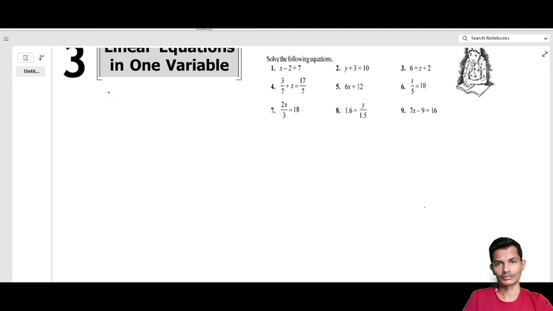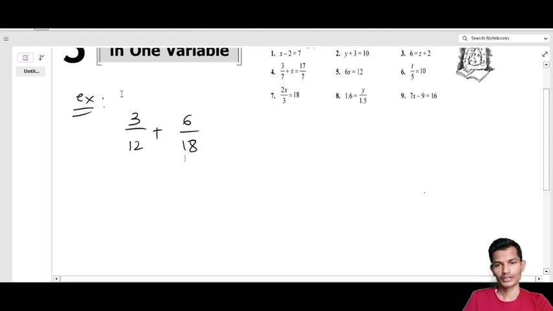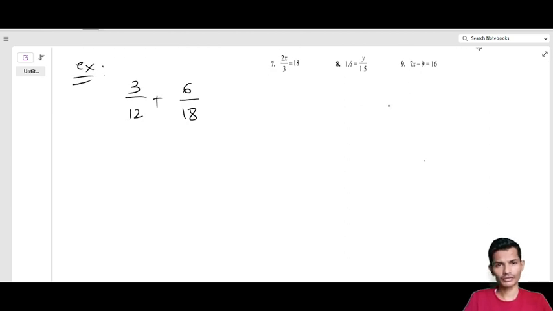Okay, so here take the example 3 by 12 and 6 by 18. They have given 12 and 18 in the denominator, and in the numerator we have 3 and 6. It can be divisible, but I am taking it just as an example. So first we need to find out the LCM of 12 and 18.